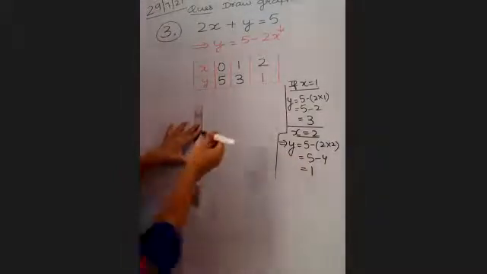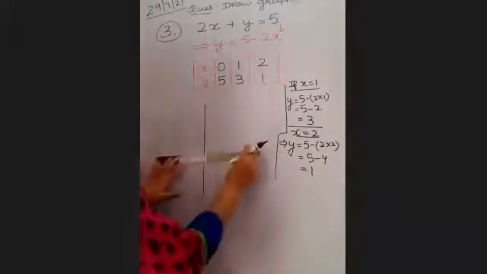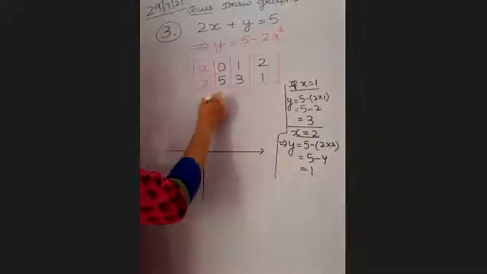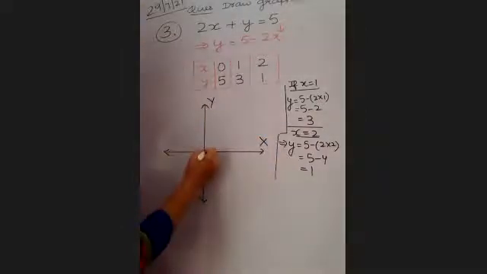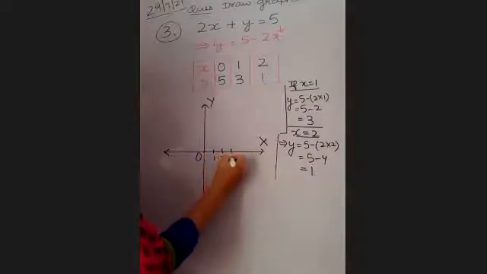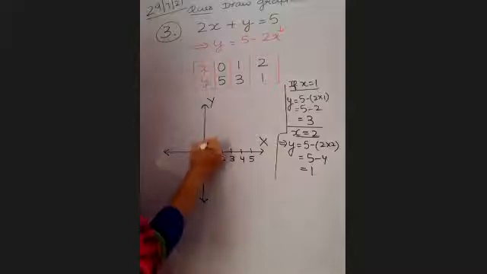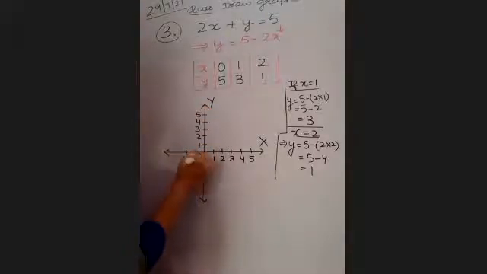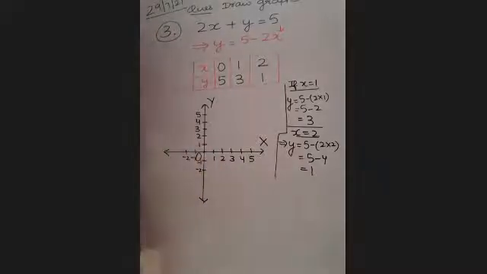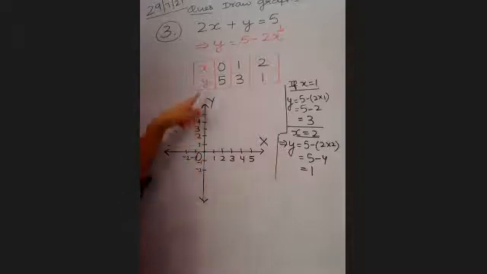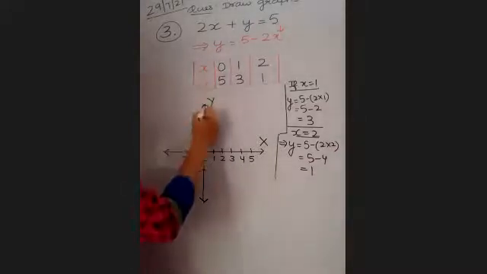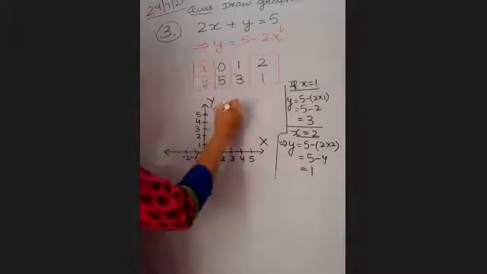Now let us plot the graph. Do mark the axes carefully. Do mark the origin or 0, whatever you call it, and then mark the points. Now let's see. If x is 0, y is 5. So on which axis will the point come? Y-axis. So 0, 5.